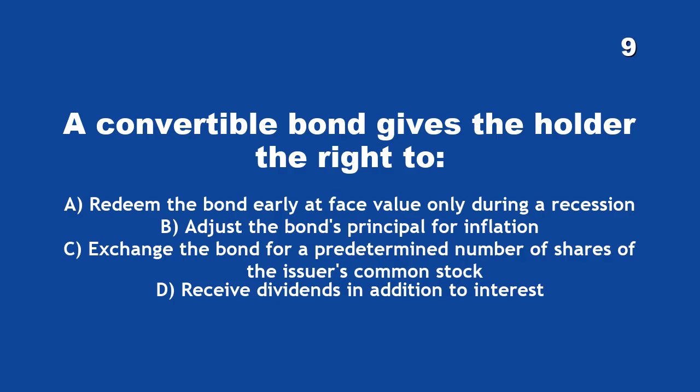A convertible bond gives the holder the right to: Option A, redeem the bond early at face value only during a recession. Option B, adjust the bond's principal for inflation. Option C, exchange the bond for a predetermined number of shares of the issuer's common stock. Option D, receive dividends in addition to interest. The correct answer is C, exchange the bond for a predetermined number of shares of the issuer's common stock.